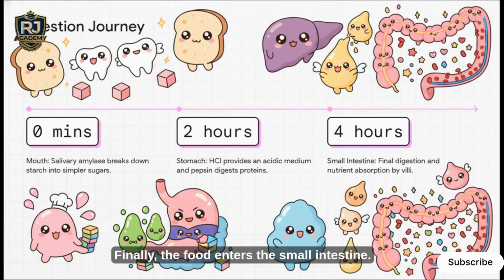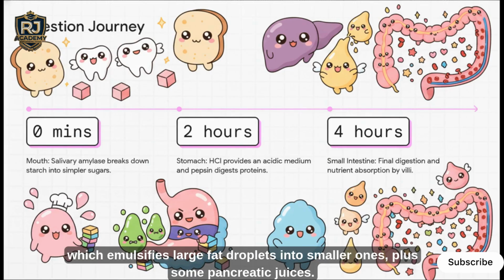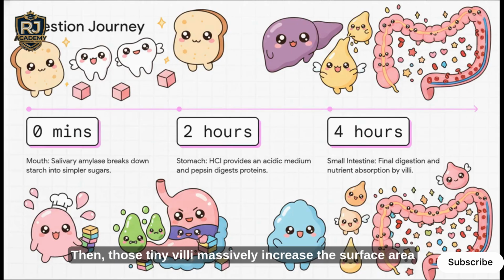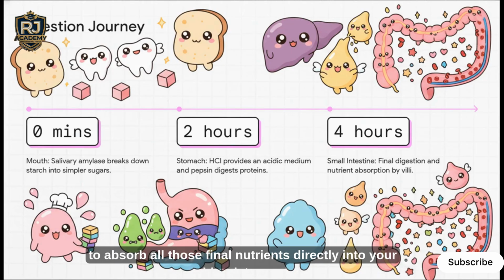Finally, the food enters the small intestine. This is the main event, the site of final digestion, aided by bile from the liver, which emulsifies large fat droplets into smaller ones, plus some pancreatic juices. Then, those tiny villi massively increase the surface area to absorb all those final nutrients directly into your bloodstream.